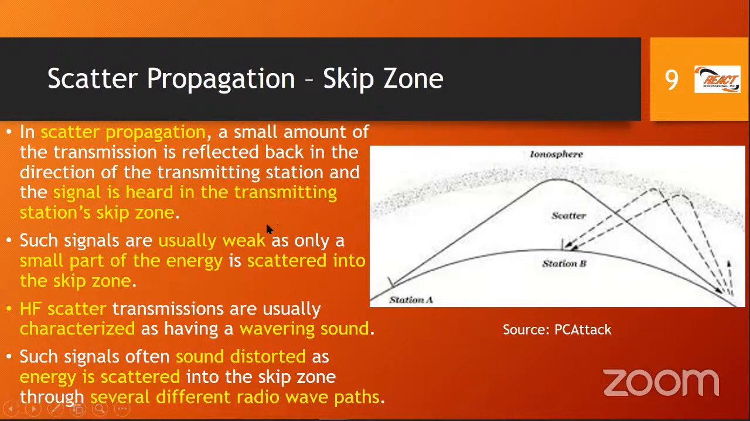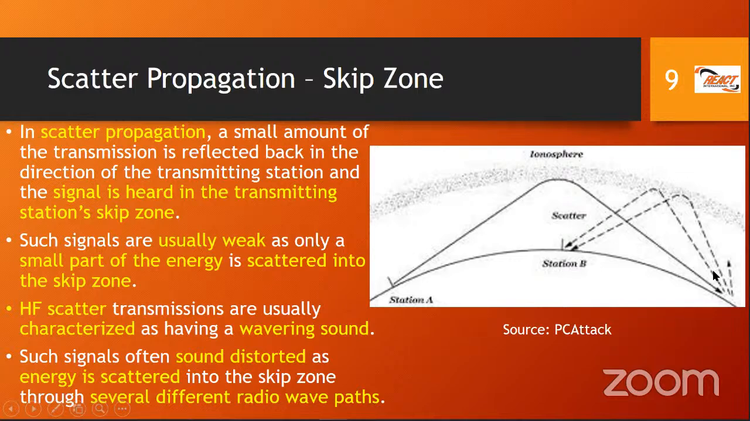So let's just deal with the theory here and what you need to know for the exam. We say in scatter propagation, a small amount of the transmission is reflected back in the direction of the transmitting station, and the signal is heard in the transmitting station's skip zone, a place where that person will normally not hear the transmitter. So this station B here would not normally hear station A because it's further than the ground wave, and the sky wave is dropping too far. So it's in the skip zone.